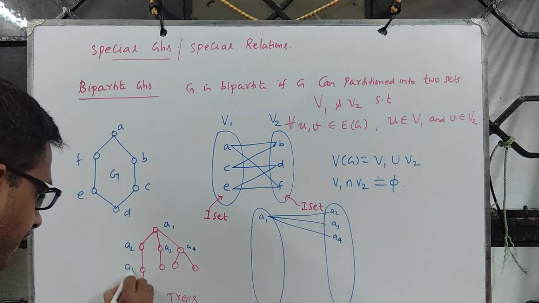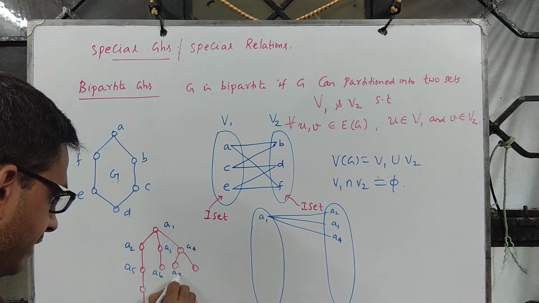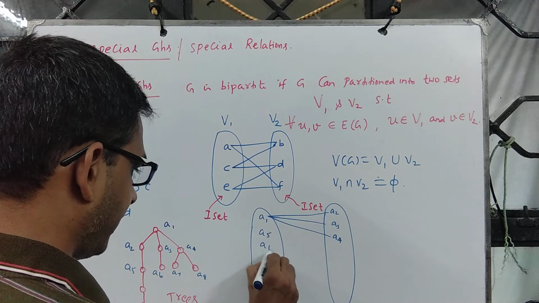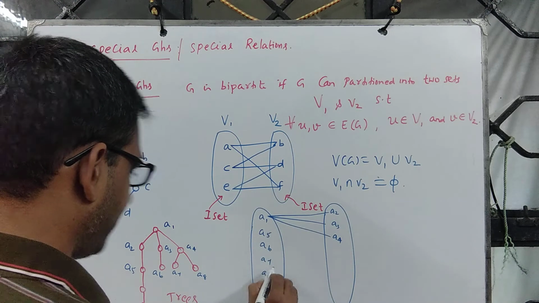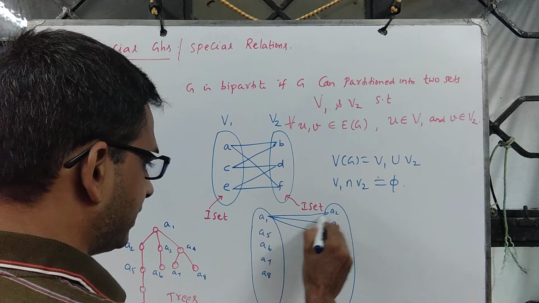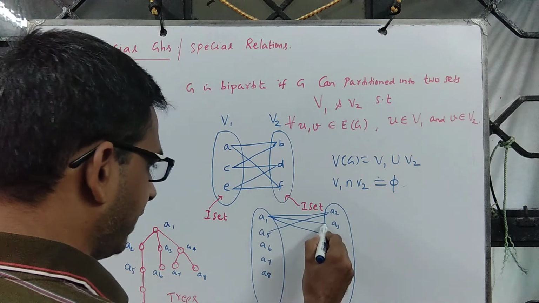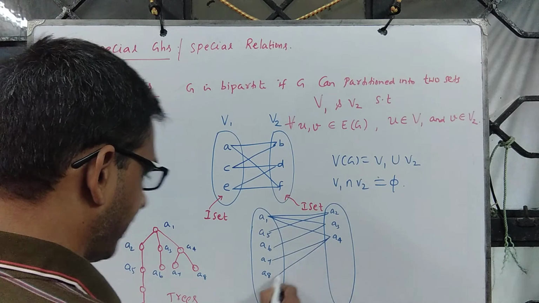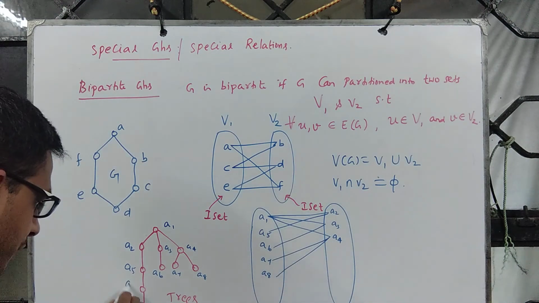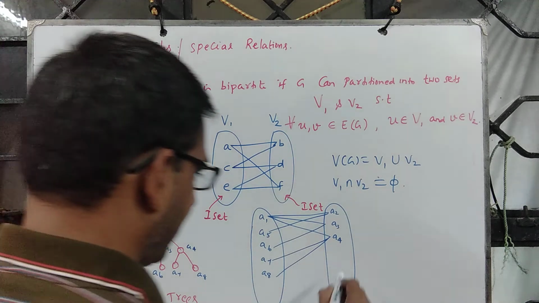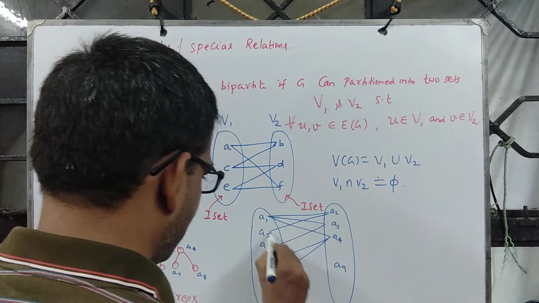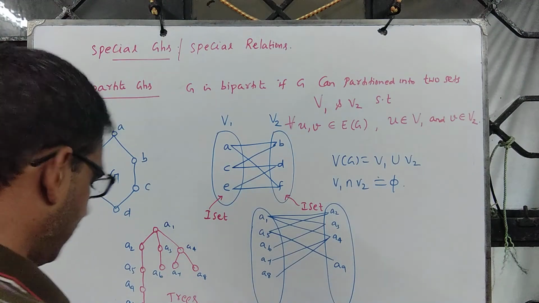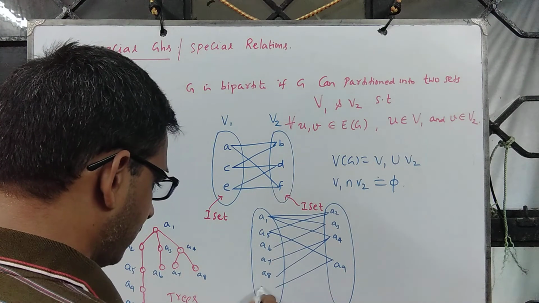Then A5, A6, A7, A8, I will place it here. A2 is adjacent to A5, A3 is adjacent to A6, A4 is adjacent to A7, A8. Then you have A9. A9 I will place it here, and A5 is adjacent to A9. Then A10, I will place it here.